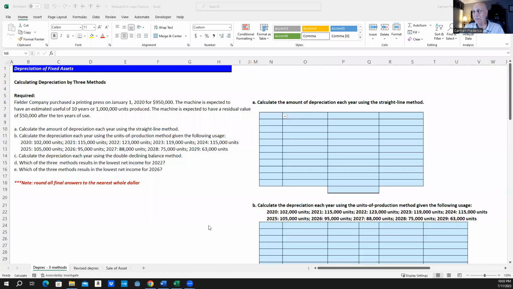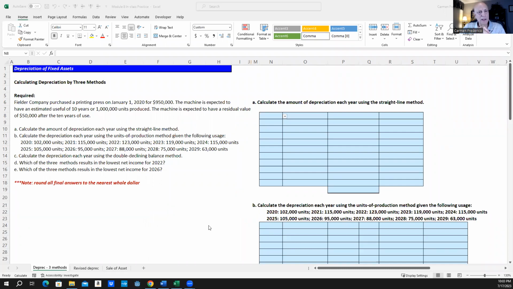We're going to go into some examples of how to account for these fixed assets, these capital assets, PP&E. Again, all these terms are used interchangeably. So we're going to look at that, and we pull up a spreadsheet. We're going to go through some examples together. Let me share my screen with you, and here we go. So we have an example here of calculating depreciation by 3 methods.